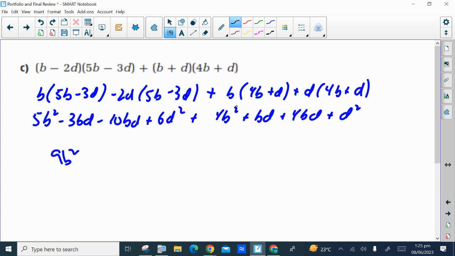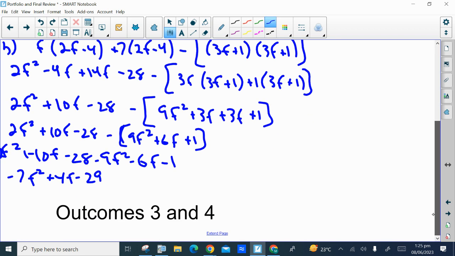So again, I've taken care of these two terms. Negative 3bd, take away 10bd is negative 13bd. Plus 1 will be negative 12. Plus 4 will be negative 8bd. So again, I've dealt with all the bd terms. So all we have left to do now is add 6d squared plus 1 more gives us plus 7d squared. And there is the answer to that one. That was question C from that previous page.